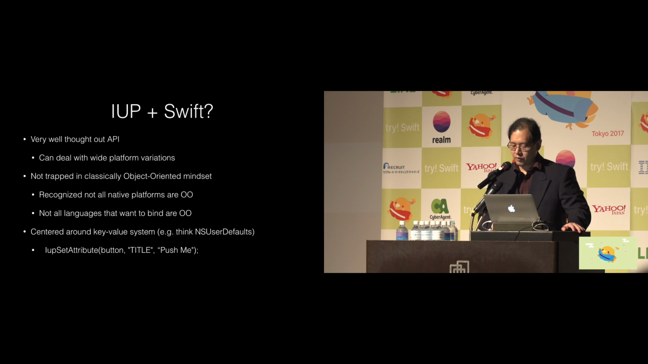IUP's research roots were focused on how to deal with the wide variations between different platforms, not only in just the widget differences, but also in how not all platforms use object-oriented languages. It is very well thought out. Much of the API solution centers around a key value attribute system. Think NSUserDefaults. This allows API access to native features that may not exist on all platforms without constantly breaking the API design, nor preventing you from accessing platform-specific features if you want them.